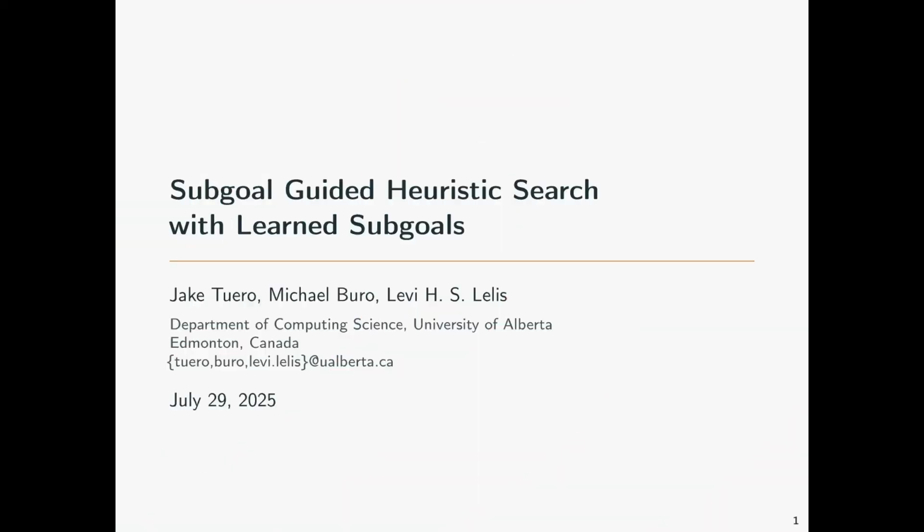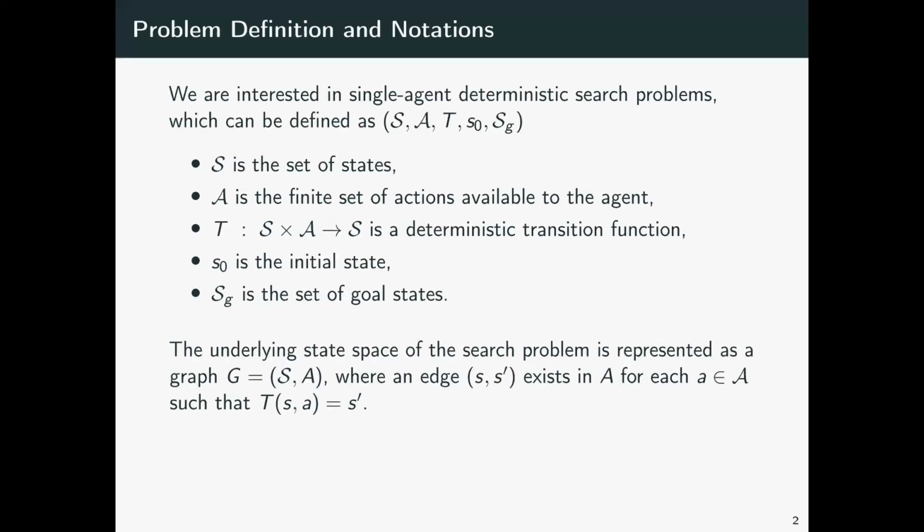Our work is titled Subgoal-Guided Heuristic Search with Learned Subgoals. I'm just going to walk through a bit of an introduction, some notation, the problem definition that we're trying to solve, and then walk through some of the new things that we've added to this area. The types of problems that we're interested in are called single agent deterministic search problems.